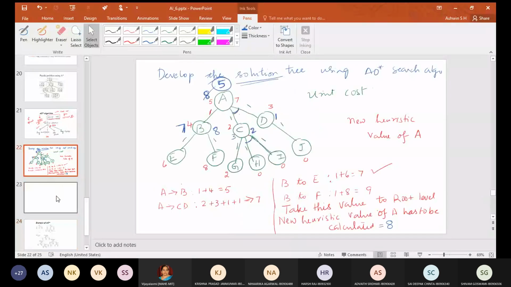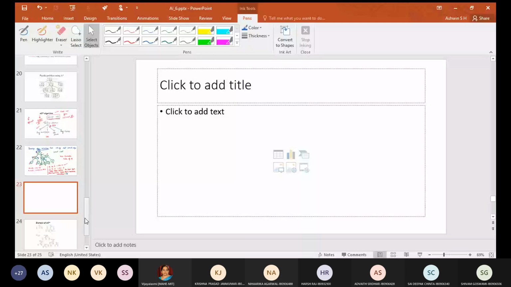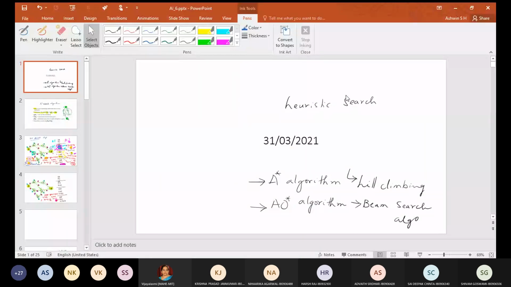Okay, so next class, one more example we will try. Okay, AO star, then hill climbing, one problem we have to do, then beam search algorithm, one problem we have to do. If you do these 3 problems or these 3 analyses, then heuristic search will be over. Okay, then I'll start the next chapter. Okay, 3rd chapter I'll start. That's all for today. Okay, we will close today's class.